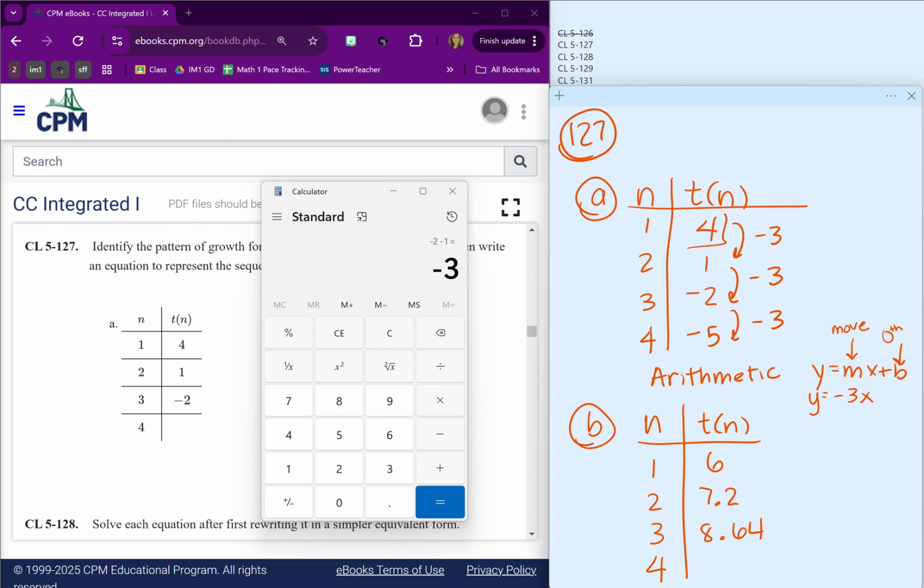So some kids are going to accidentally think 4 is where we started, but you have to move your table up to the 0th term. So if I went backwards one more time, I can see I started at 7. So that's my starting point.